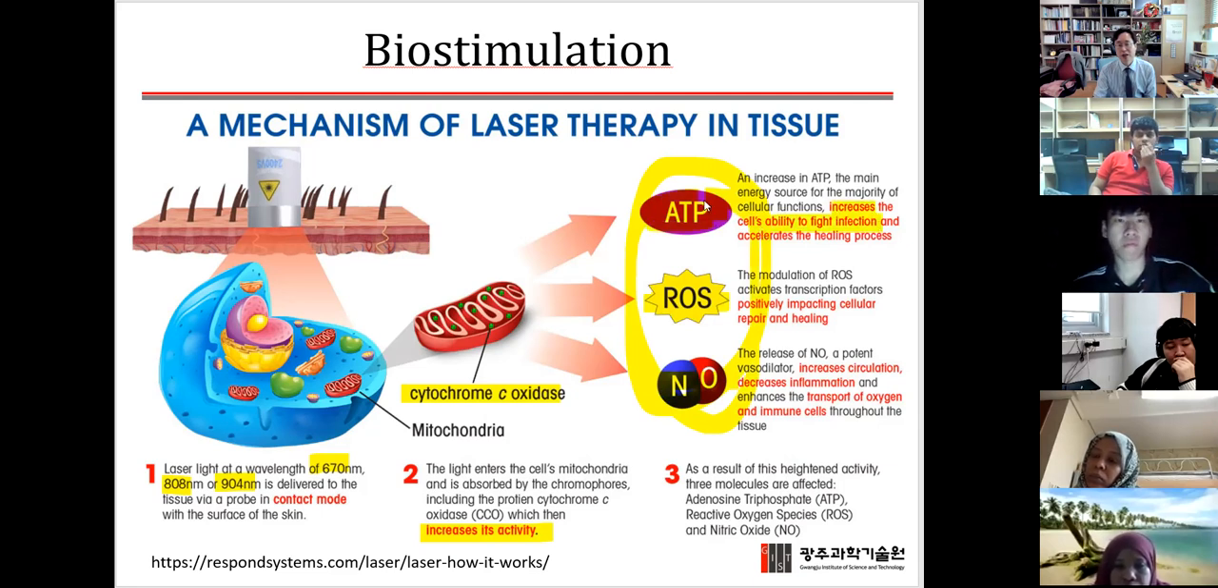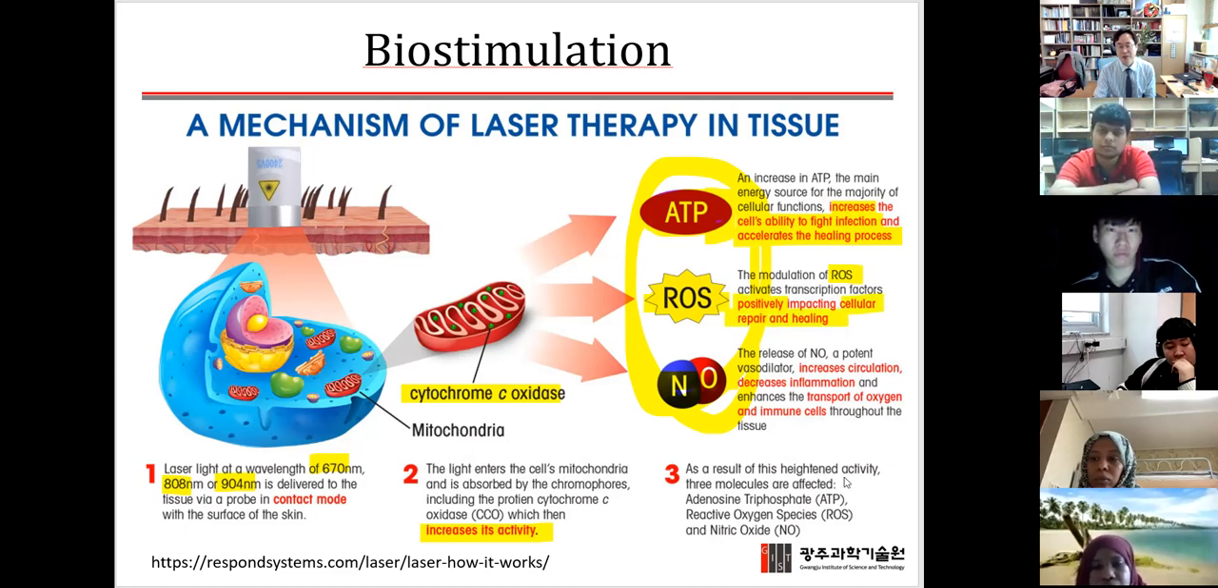So ATP is actually the energy source in our body. For the cells to work, you need to have ATP. So by having higher production of ATP, it can increase the cell's ability to fight infection, and also it can help the healing process. And by controlling this ROS, it can have a positive effect on the cell repair or cell healing process.